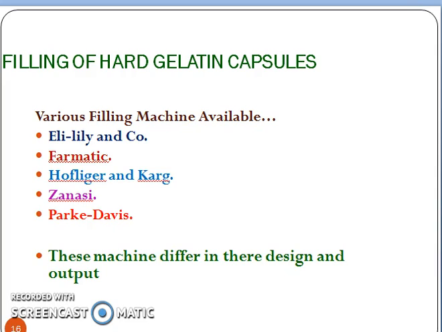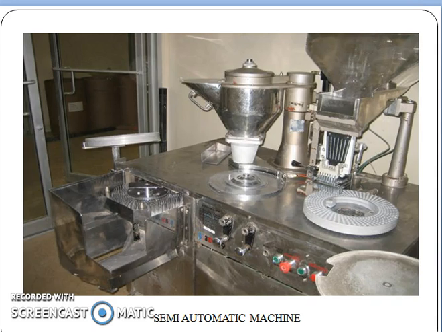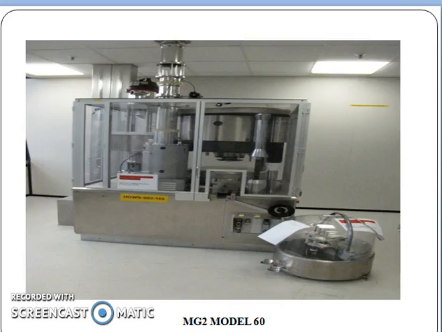Here are various examples which we can see of the machines which are basically used for the filling of hard gelatin capsules: Eli Lilly and Company, Formatic, Hoflinger and Karg, Zanasi, Parke-Davis. These machines differ in their design and outputs. Here we can see the structure or models of basic capsule machines which we are using in industry and in our labs. This is the figure of a semi-automatic machine and this is the figure of an automatic machine.